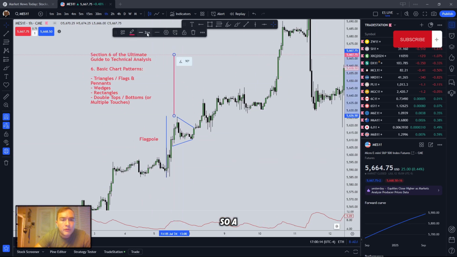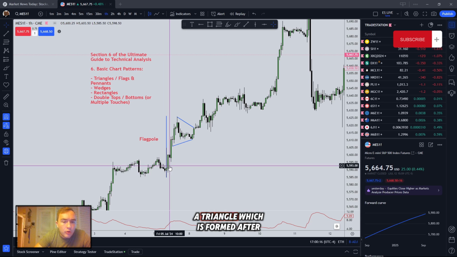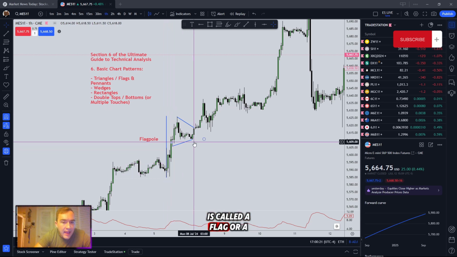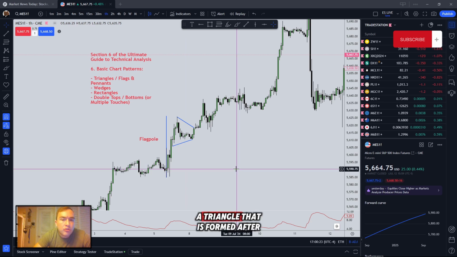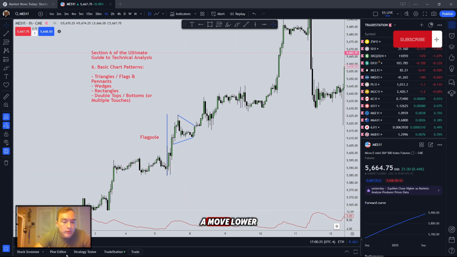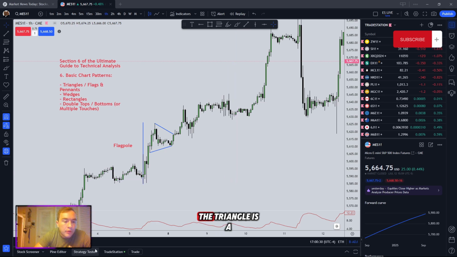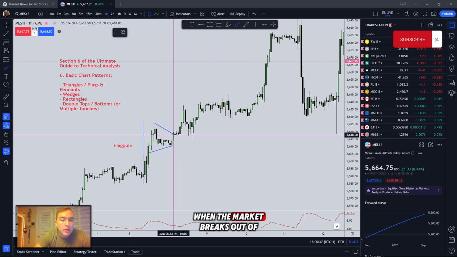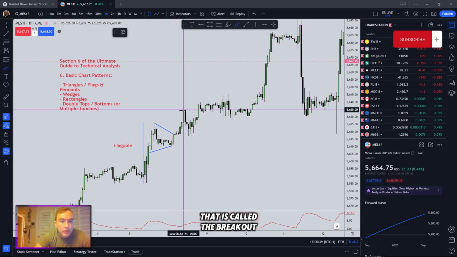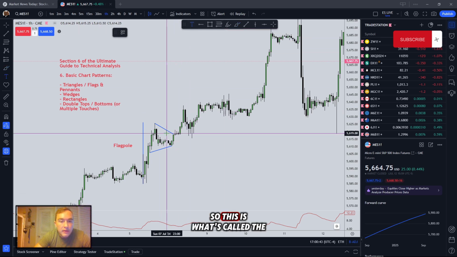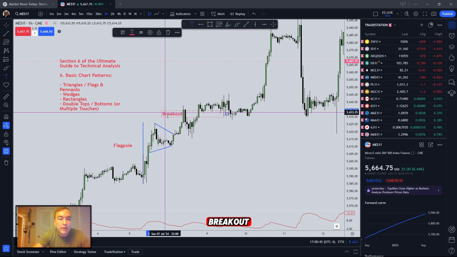Okay, so a triangle which is formed after a move higher is called a flag or a pennant. A triangle that is formed after a move lower is also called a flag or a pennant. The triangle is an indication of a restriction in volatility. When the market breaks out of the triangle, that is called the breakout. So this is what's called the breakout.